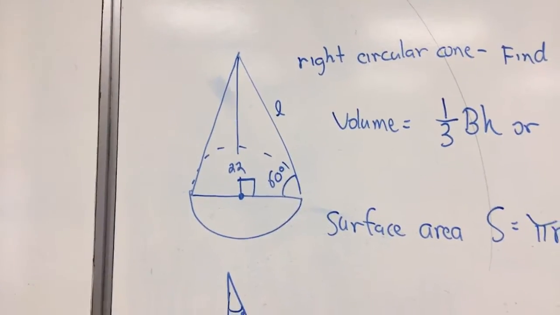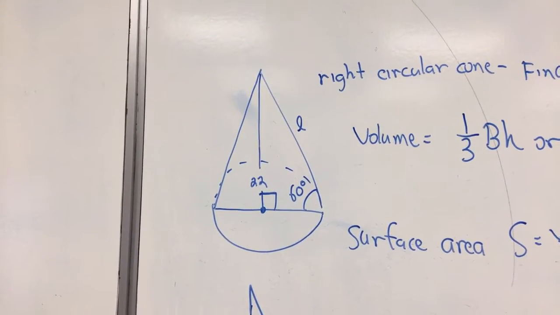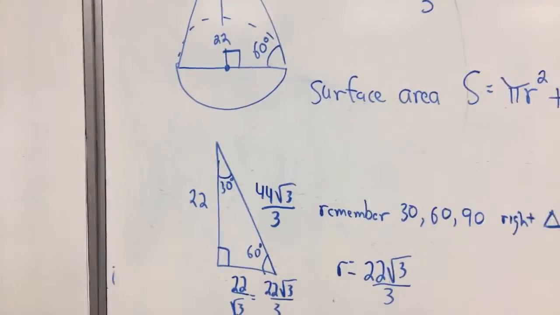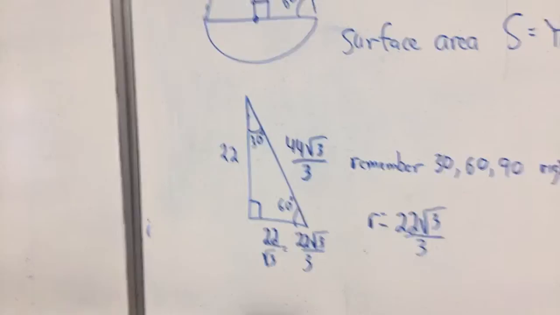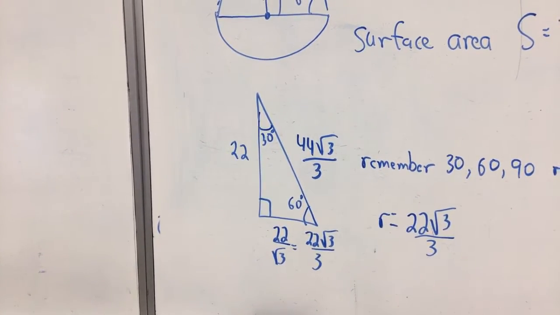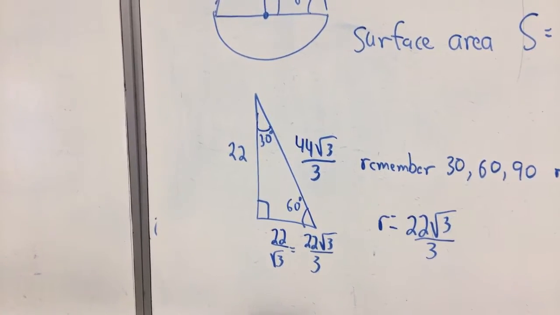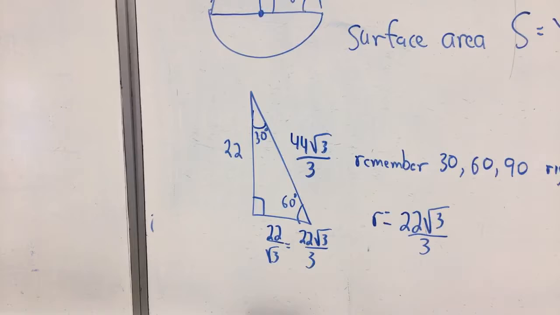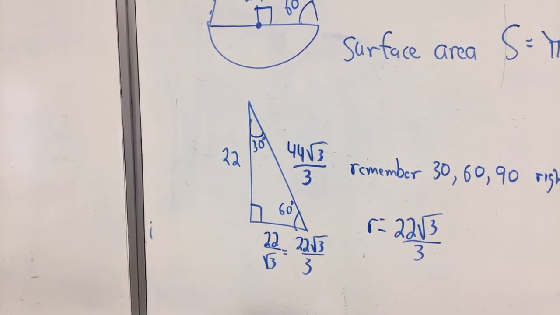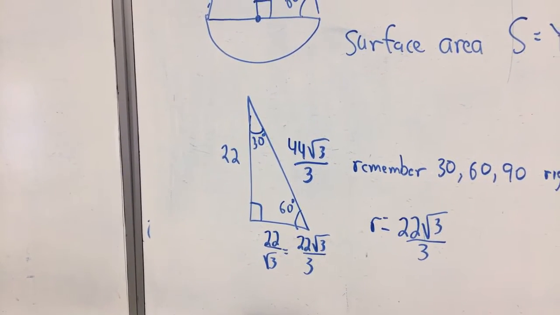To find the volume, we need the area of the base and we need the height. To find the area of the base, we need the radius. To get the radius, we have to solve a triangle. In this case, it's a 30, 60, 90 right triangle. And we know the rules for that, right? Short side doubled is the hypotenuse. Short side times the square root of 3 is the long side. In this case, though, we were given the long side, so we had to divide it by the square root of 3. And then we doubled it to get the hypotenuse.